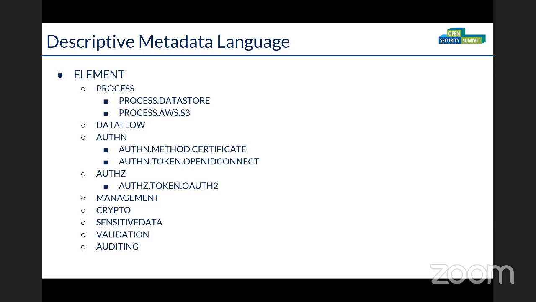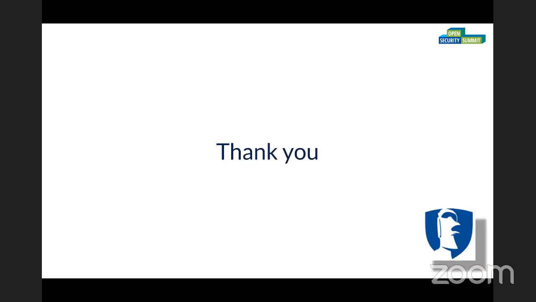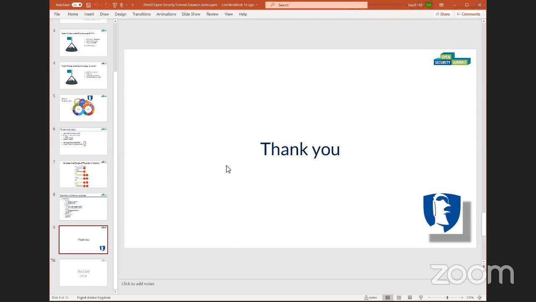In addition, I've shown 2 examples of different processes. You can designate things as being process data store, and that way it'll give you a certain number of elements in process AWS S3, for example. So that's that part done right there.